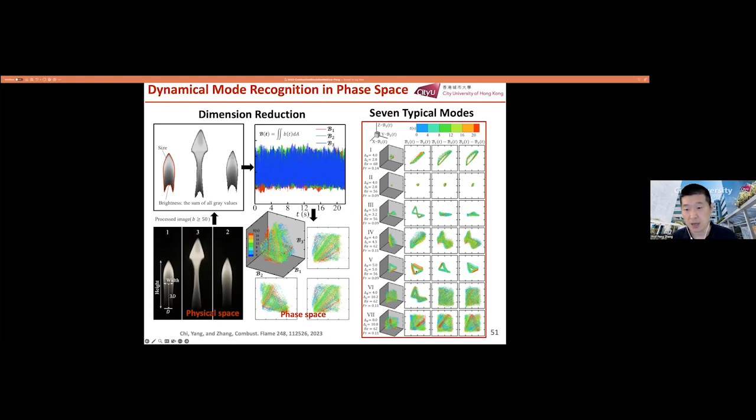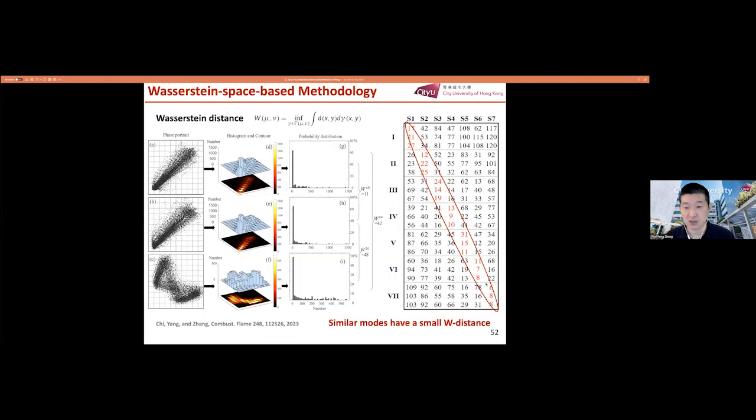We just treat them as a certain distribution in phase space. Then we can calculate the distance between this butterfly distribution and that other distribution. Okay, we can calculate them. Then we have a quantitative description of the difference between different dynamic modes.